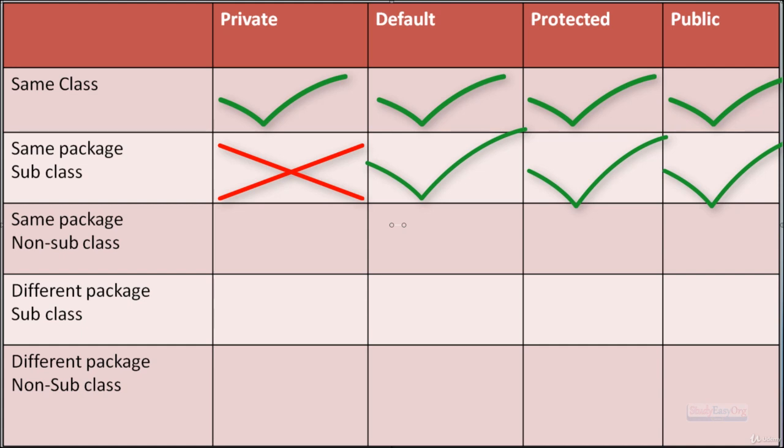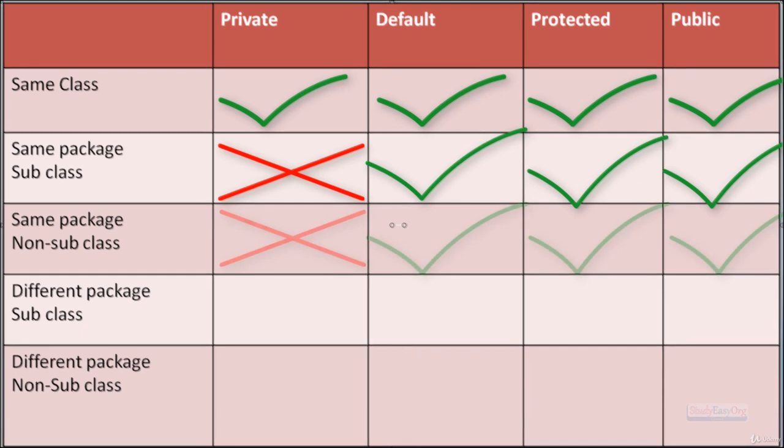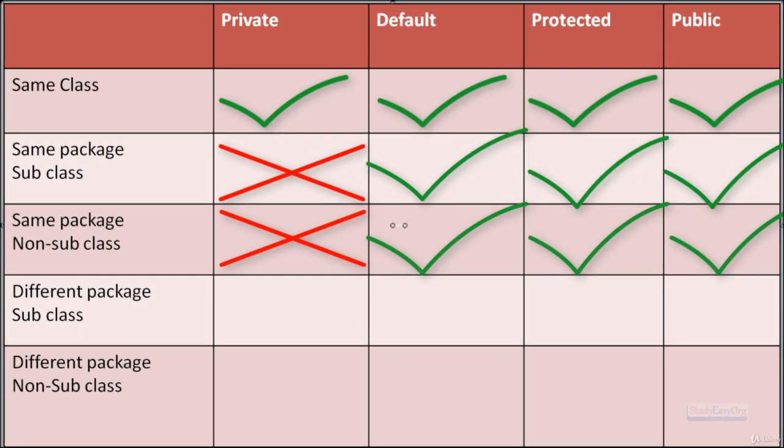Pretty simple. Now let us check the scenario where we have the element within the same package, but the class where we have the element is a non-subclass. The answer for this scenario is no change. Definitely only the private access modifier will restrict the access, and in all the other cases we will definitely have the access again.